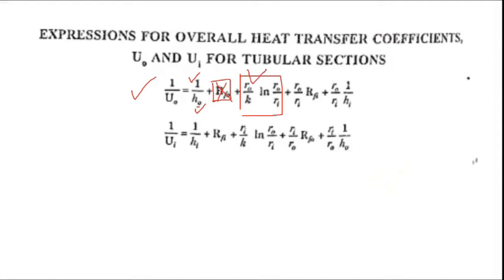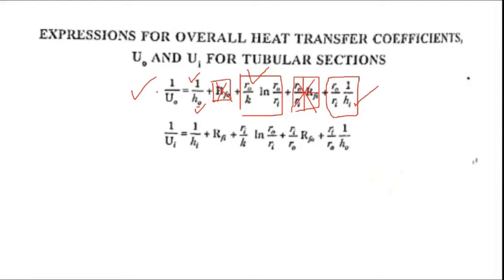So this is the resistance due to the conduction part, which we have neglected for our question. Again, plus R0 by Ri multiplied by some fouling factor. This term we don't have to see for now. Neglect that portion. Plus R0 by Ri multiplied by 1 by Hi. Hi is the heat transfer coefficient for the fluid which is to the inside.